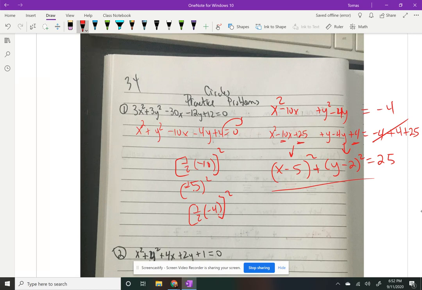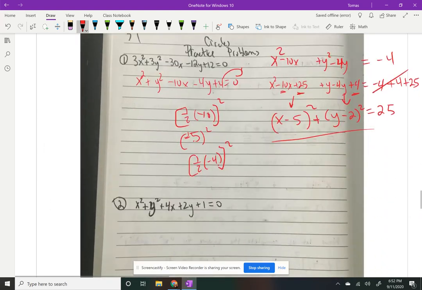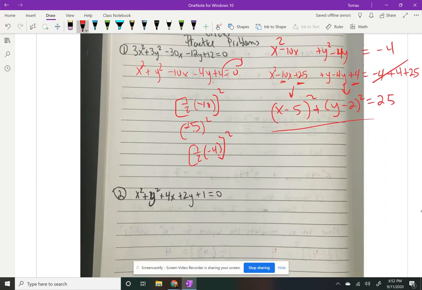So what did we do over here? Remember? We took the square root so we can have it in the r squared form, so we could find our radius. We take the square root, and our radius would be 5. So our center is (5, 2). Our radius is just 5.